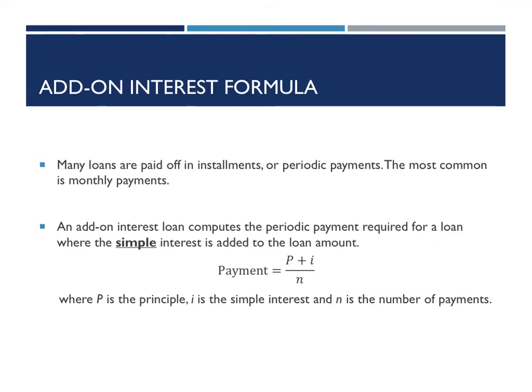Many loans are paid off in installments or periodic payments. The most common is monthly payments. An add-on interest loan computes the periodic payment required for a loan where the simple interest is added to the loan amount. So to find a payment, you're going to do the principal plus the interest divided by n, or the number of payments. So again, that's P plus I all over n.